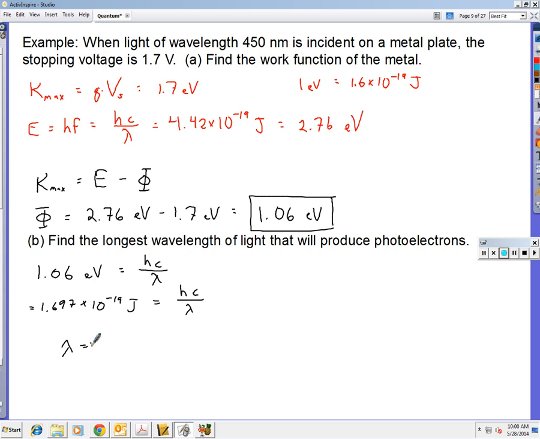we get a wavelength of 1.17 times 10 to the minus 6 meters, or 1,170 nanometers, which is well into the infrared range. And that is a fairly typical example.